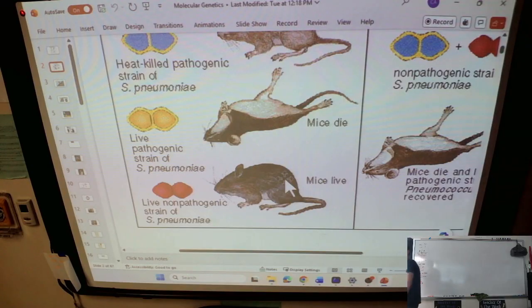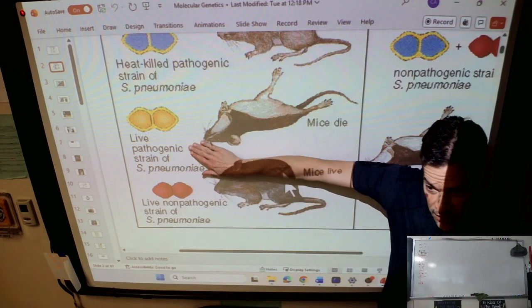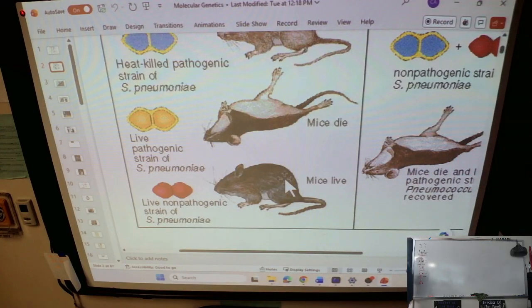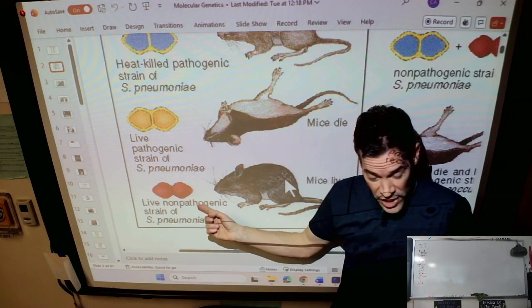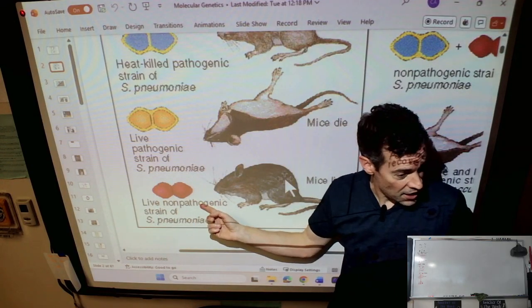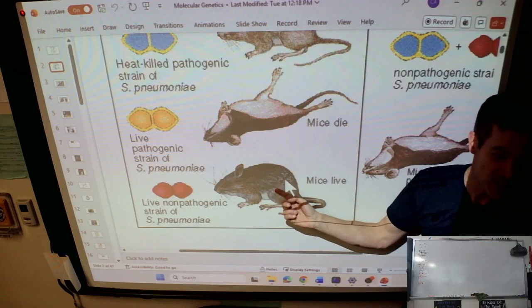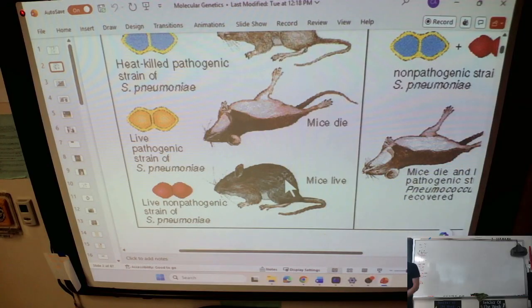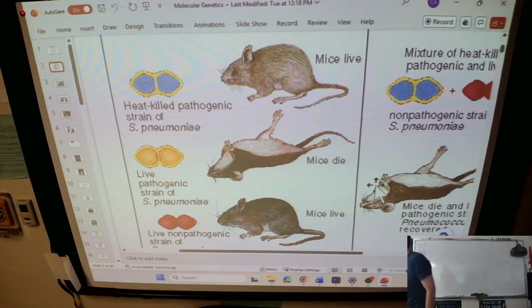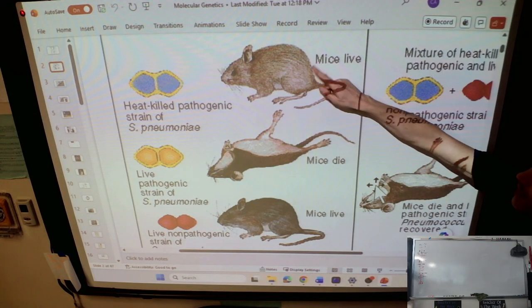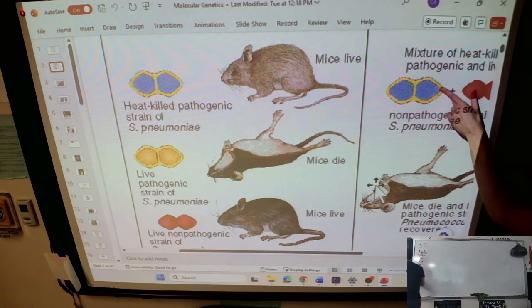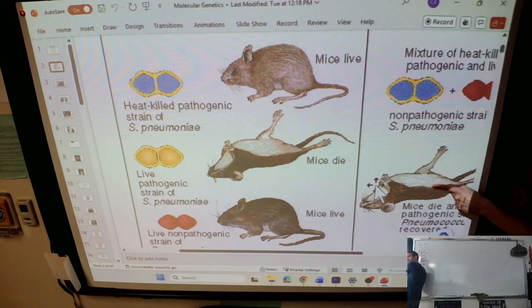And so he dies. And you're like, yeah, that's why we called it pathogenic, because it's harmful, and that harmed him. No duh. Then they took live non-pathogenic. So this is live harmless bacteria. They injected the mouse and he was fine. No duh, that's why we call it harmless. Then they did something interesting. They took this top one that didn't kill the mouse. They took the bottom one that didn't kill the mouse. They injected both of them together into the mouse and he died.